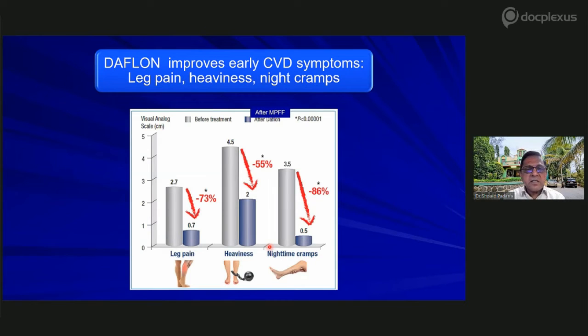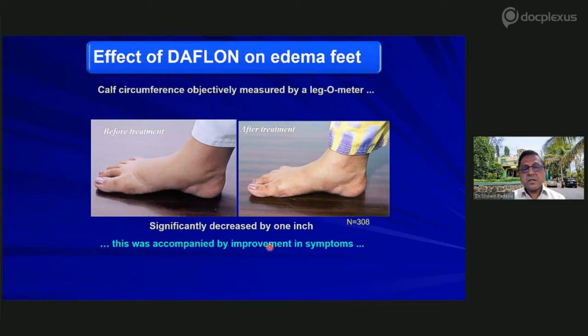Daflon decreases the leg pain in almost 73% of patients over a period of 3 months. It decreases heaviness by around 55% and decreases nighttime cramps by almost 86% in patients. And the dose should be, in significant varicose veins, 1000 milligrams once a day. But if the patient has a venous ulcer, then a 1000 milligram tablet twice a day. Minimum period 3 to 6 months. You can see here the swelling of the legs also decreases significantly.